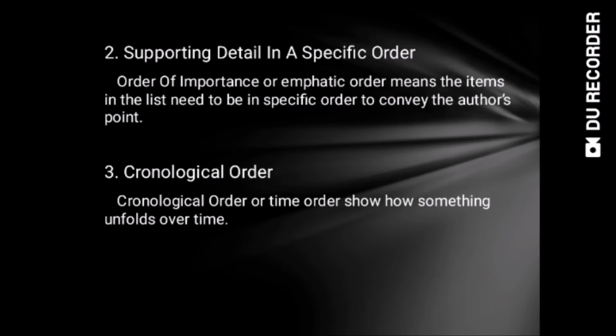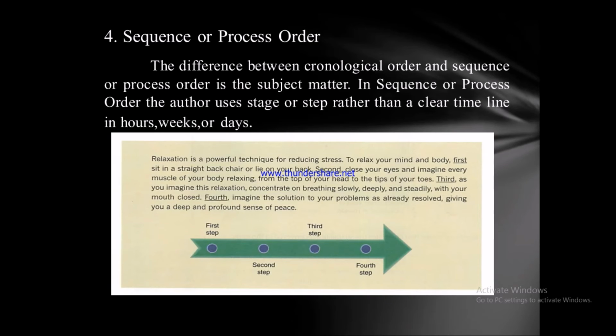Number 3. Chronological orders, or time orders, show how something unfolds over time. Sequence or process order: the difference between chronological order and sequence or process order is the subject matter. In sequence or process order, the author uses stage or step rather than a clear timeline in hours, weeks, or days.